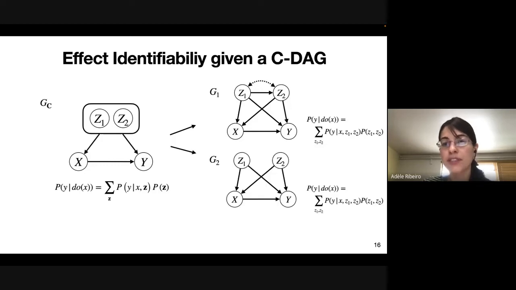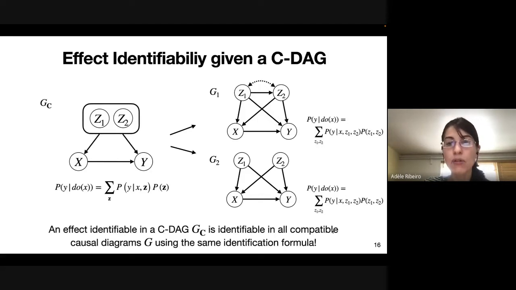If I have a different diagram, but it's still compatible with the same knowledge encoded in the cluster DAG, the effect of X on Y will still be identifiable using the same formula, using the same identification expression.